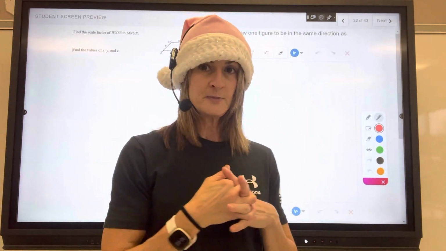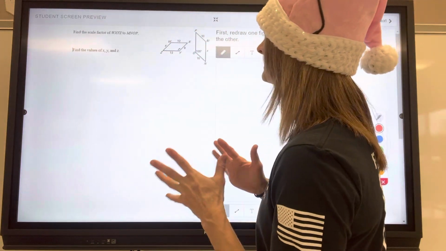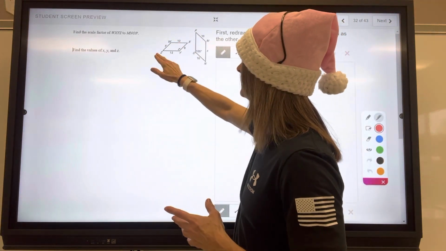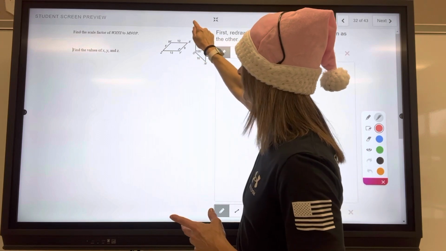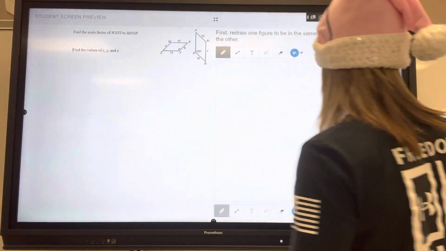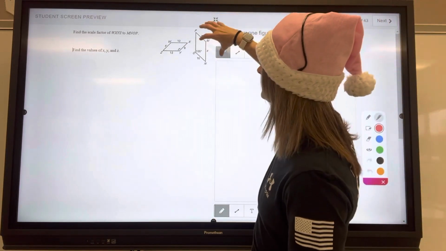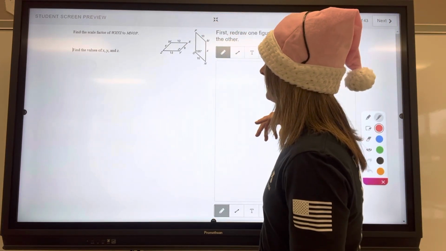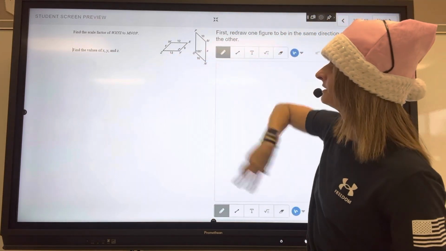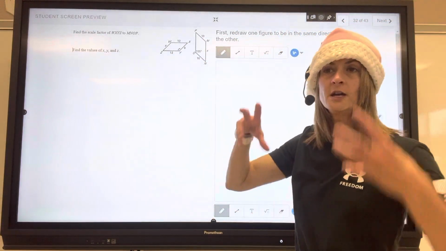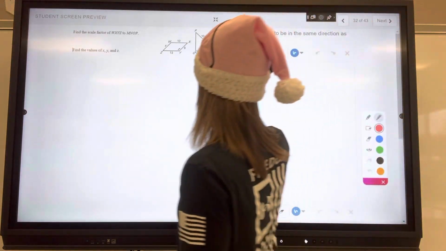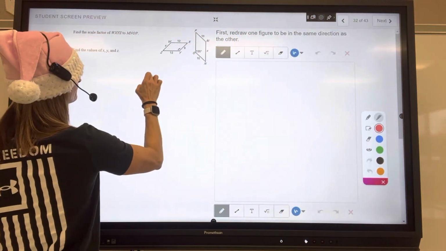Today we are going to be doing one problem, finding the scale factor of WXYZ to MNOP, and then we're also going to find the values of X, Y, and Z. Before we start, one of these figures has been rotated, and I think it's a good idea to first redraw the second figure in the same direction as the first one, just so we can get a visual for what the figures look like. So I'll go ahead and do that.